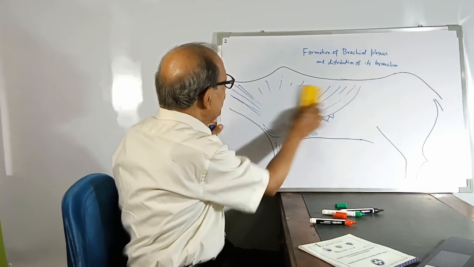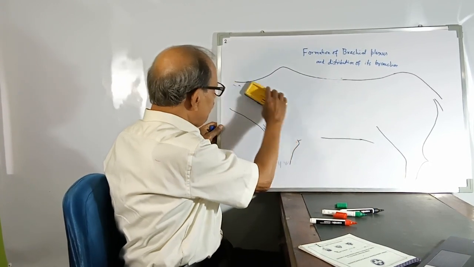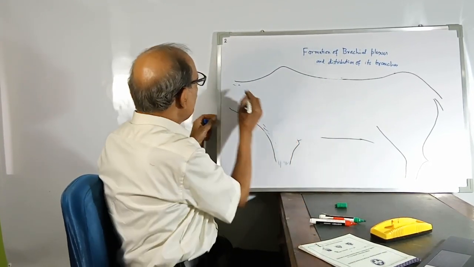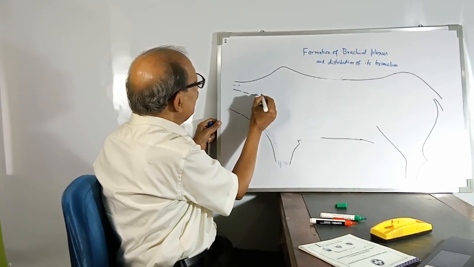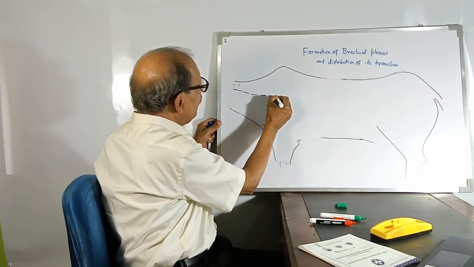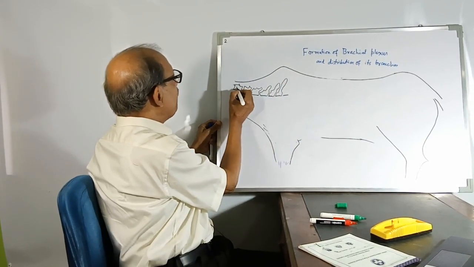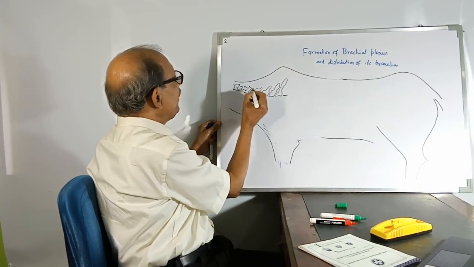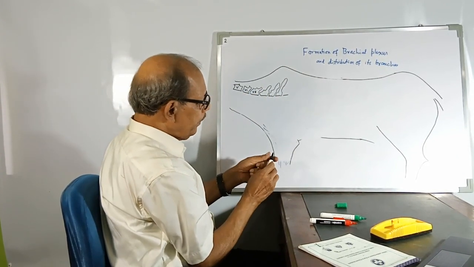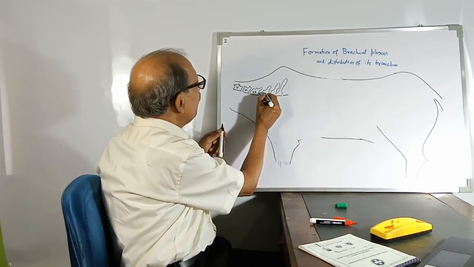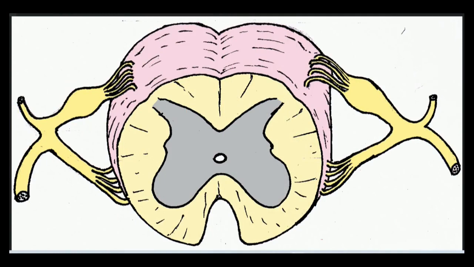Now, if you consider the neck portion of the animal, there will be the cervical vertebra, and this is the beginning of the thoracic vertebra. So this is cervical 5, this is cervical 6, cervical 7, this is thoracic 1, this is thoracic 2. We'll now look to the spinal cord.